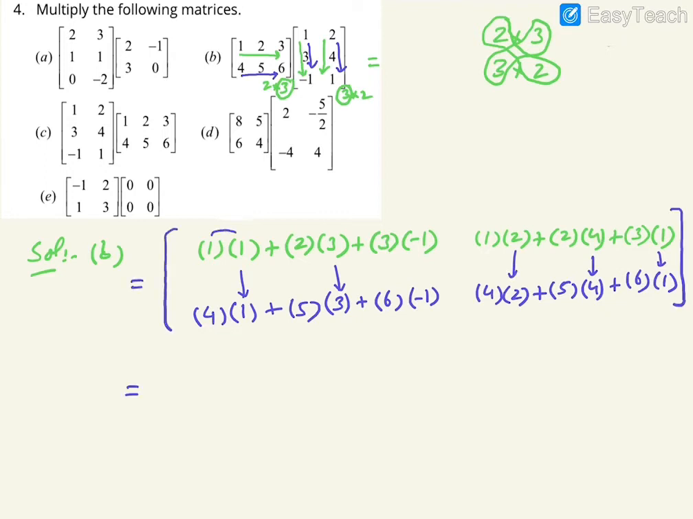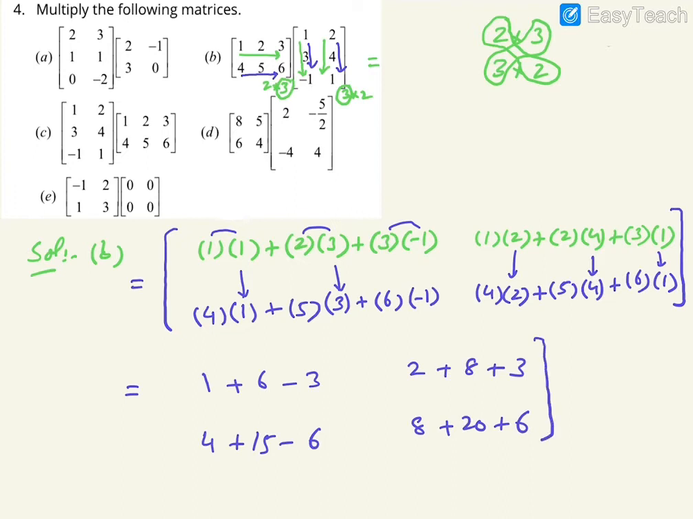So now 1 times 1 is 1 plus 3 times 2 is 6, 3 times minus 1 is minus 3. Similarly 2 plus 8 plus 3. 4 plus 15 minus 6. 8 plus 20 plus 6. So 6 plus 1 is 7, 7 minus 3 is 4. 8 plus 3 is 13. 8 plus 2 is 10, 10 plus 3 is 13.